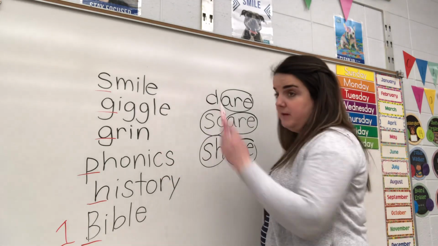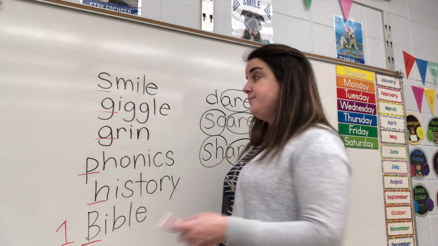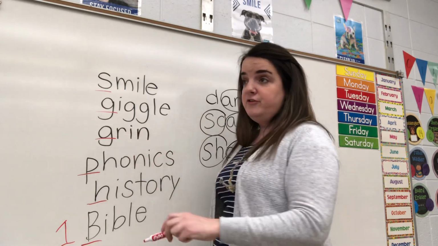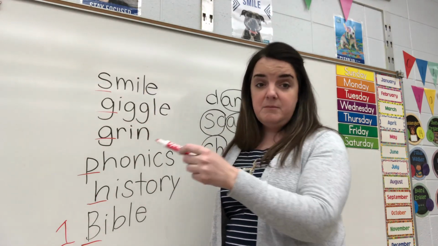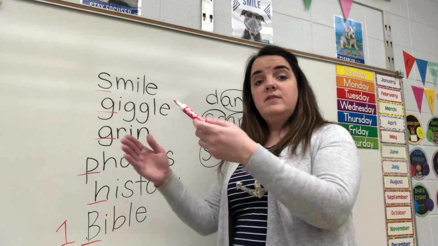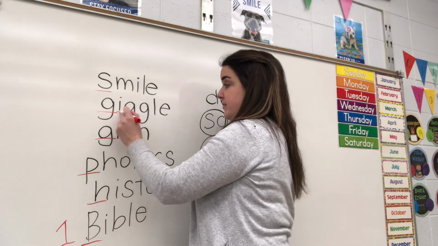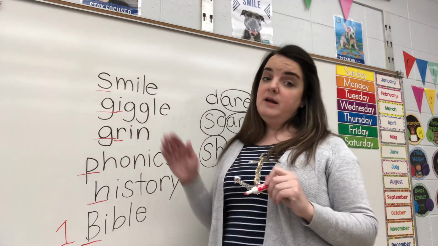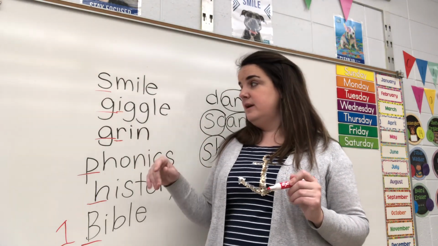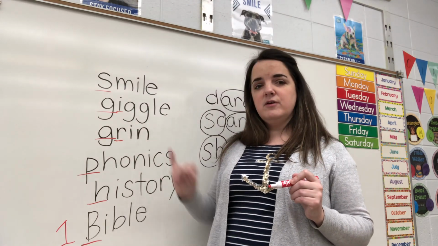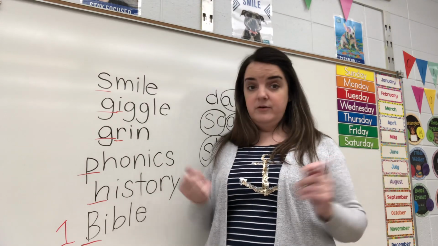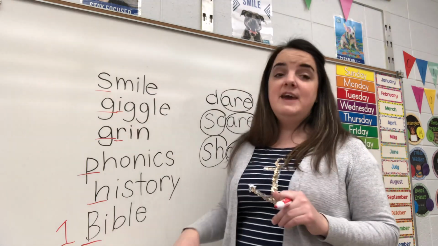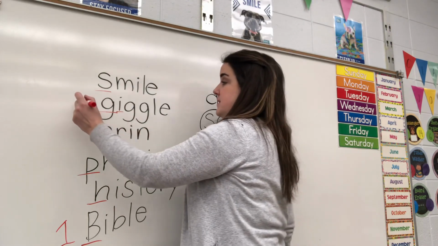Now, here's a little problem though, because there are 2 words here that begin with the letter G. Now remember, Miss Williams told you, if the words begin with the same letter, we would go to the next letter, the second letter. So I'm going to look at my second letter. We have an I and we have an R. Now, out of those 2 words, giggle or grin, is the I going to come first or the R? You tell me. I'll give you a second. Correct, it would be the I. So the word giggle would be second.